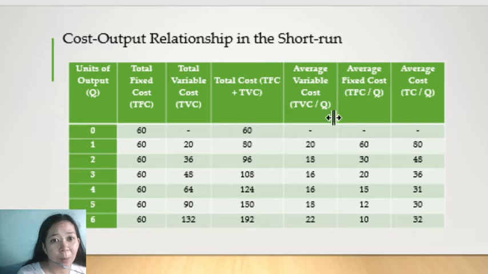For our average variable cost, all you have to do is divide total variable cost by our quantity. If you would like to determine the average fixed cost, all you have to do is divide the total fixed cost by our output or quantity. So our average cost, therefore, is total cost, this column right here, divided by this quantity right here. Or you can also add the average variable cost and the average fixed cost, if you still remember that in our previous discussion in the first part of this video lecture.